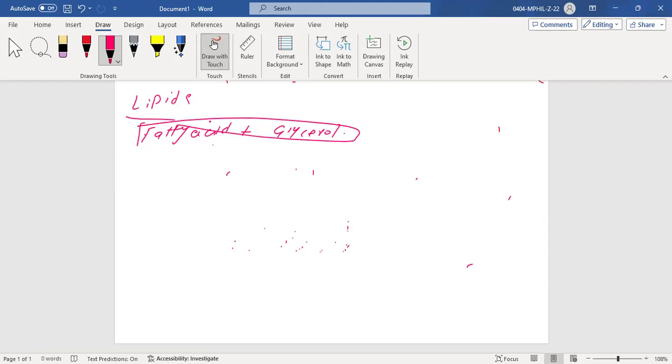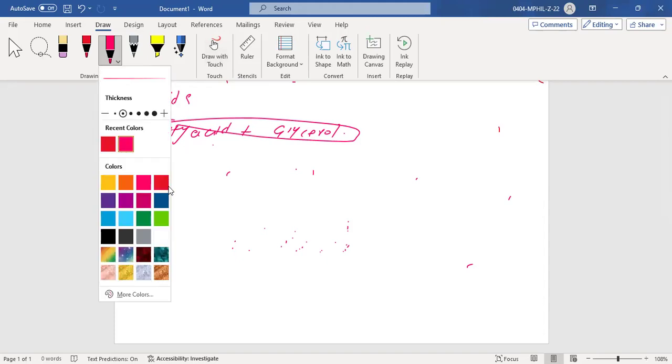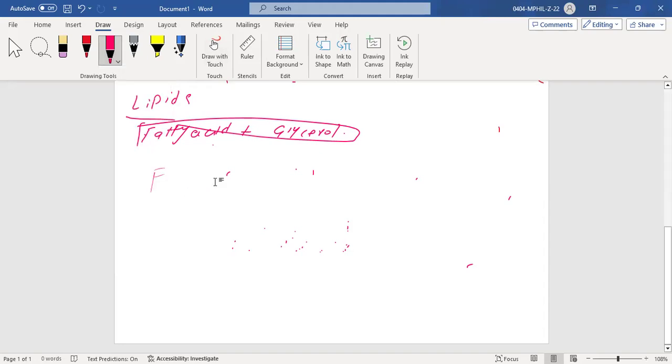Based on its nature, or its form of existence, we commonly divide these lipids, right? For example, we divide them normally into fats, and the second thing is oil.